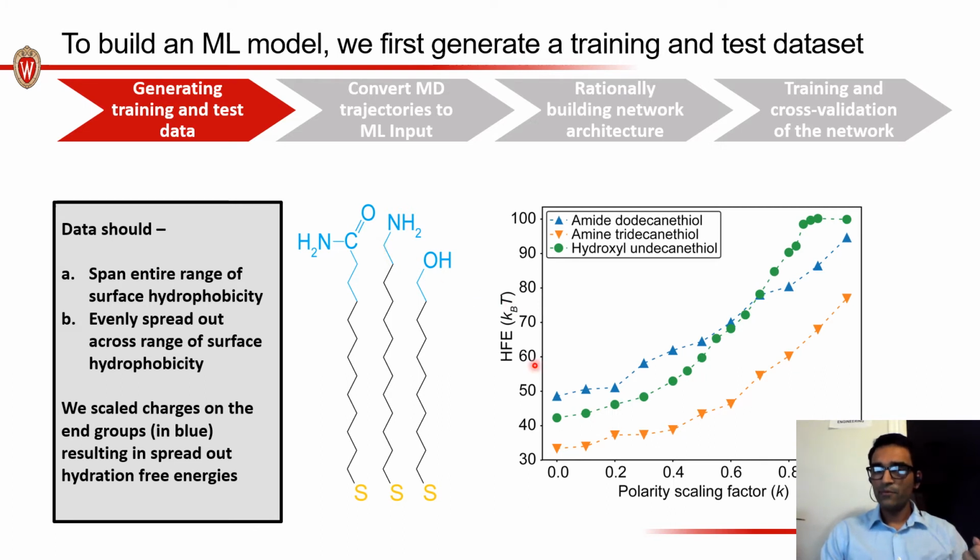What we see is that we can sample a very nice range of hydration free energies from the most hydrophobic, which is around 30 to 40 kT, to around 100 kT at the upper end, and we do this in very uniform intervals of hydration free energy. So this is a very good data set to train your model on and to also see how your model performs using a cross-validation approach, which we'll come to in a few slides.